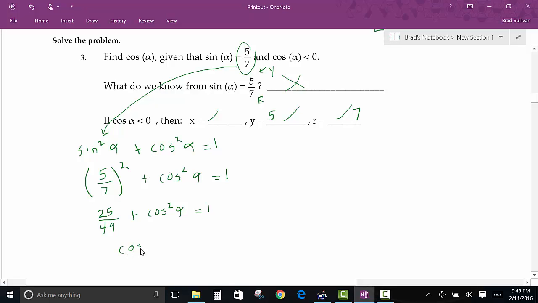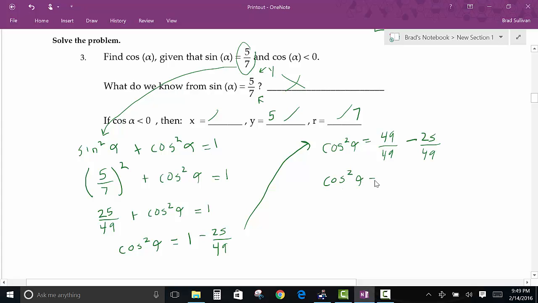And then I'm going to isolate the cosine squared alpha, so I can subtract 25 49ths from both sides. Okay, and I'll just move this over here. So now I'm going to get cosine squared alpha equals 49 over 49 minus 25 over 49. So I'm getting a common denominator. So that's going to be cosine squared alpha equals, and let's see, 49 minus 25 is going to be 24. So I get 24 out of 49 like that.